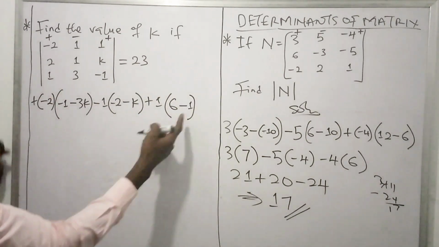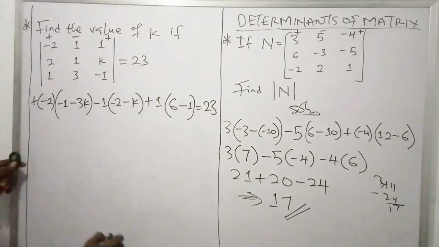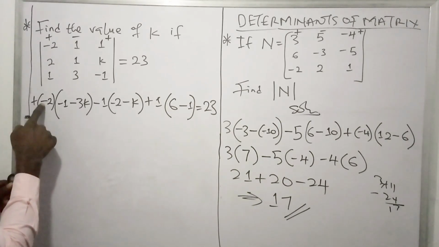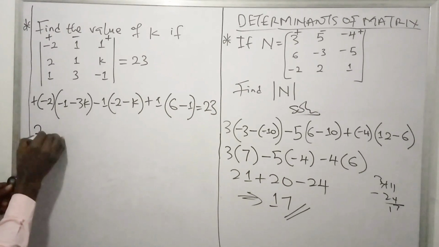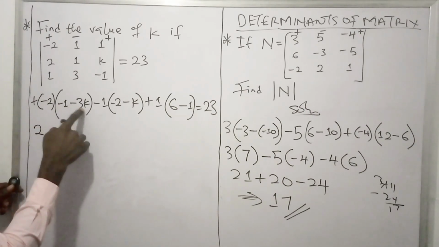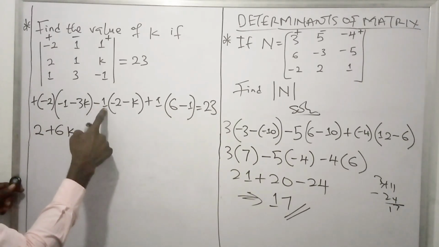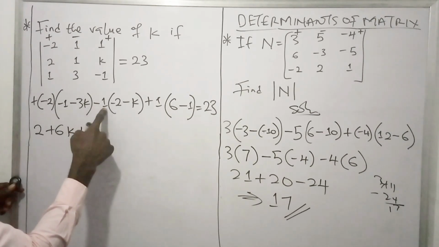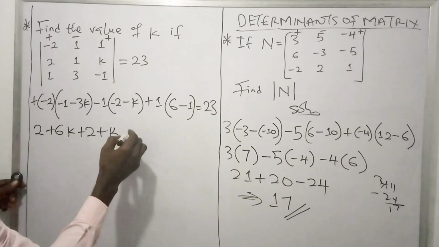And don't forget, after all of this calculation, they got the determinant as 23. So it's the value of k we're looking for. Now let's remove the bracket here. Plus times minus is minus, agree? So minus 2 times minus 1, that will give us 2. Minus 2 times minus 3k, that will give us positive 6k, okay? Then minus 1 times minus 2, that will give us positive 2 again. Minus 1 times minus k, that will give us positive k, right?